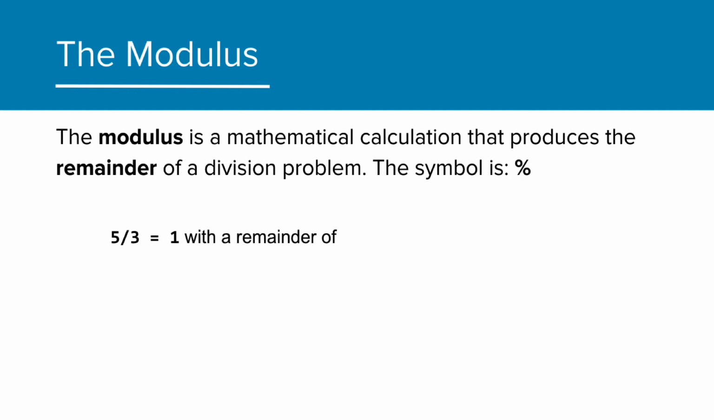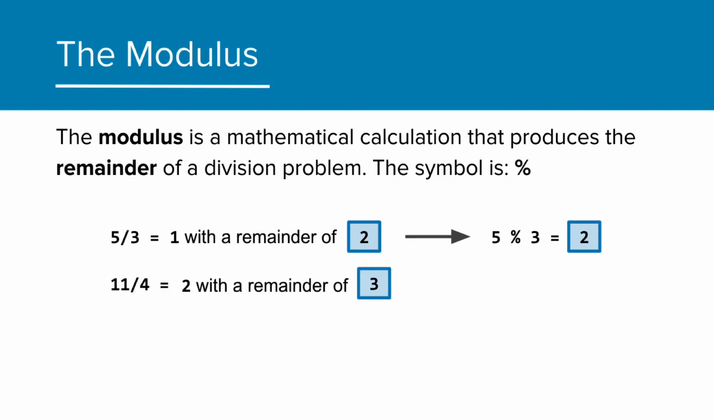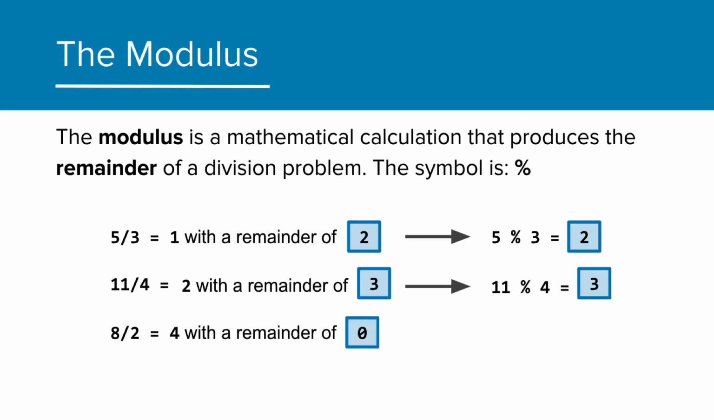5 divided by 3 is 1 with a remainder of 2. So if I wrote this as a modulus calculation, 5 mod 3 is equal to 2, the remainder of the division problem. And 11 divided by 4 is 2 with a remainder of 3. And so the modulus calculation, 11 mod 4, is 3, the remainder. And 8 divided by 2 is 4 with a remainder of 0. So the modulus calculation, 8 mod 2, is equal to 0.